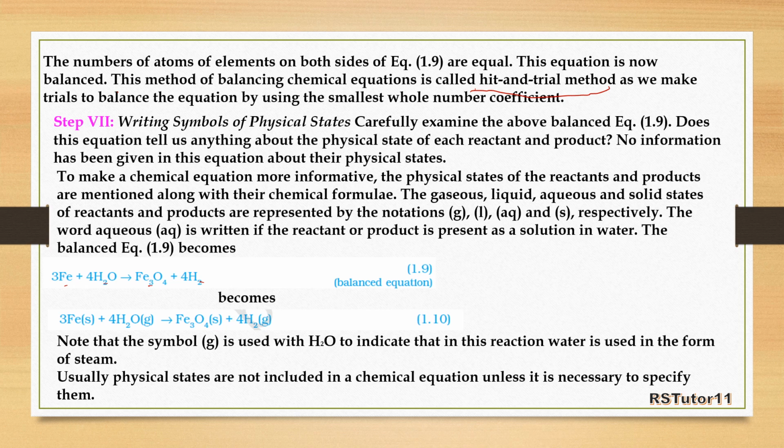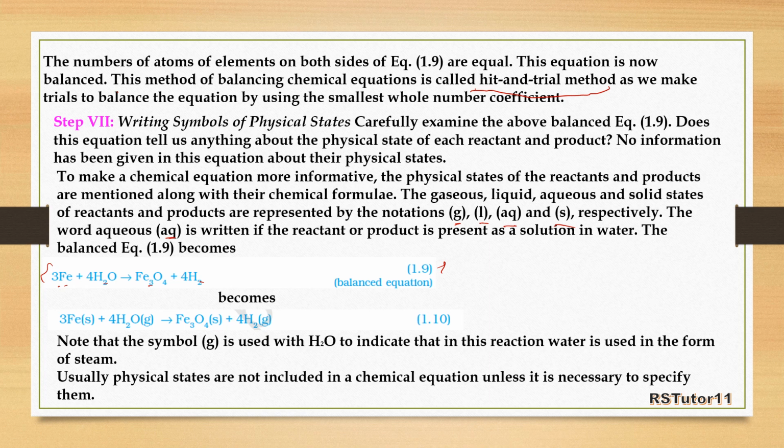So the gaseous, liquid, aqueous and solid states of reactants and products are represented by the notations G, L, AQ, S respectively. The word aqueous, AQ, is written if the reactant or the product is present as a solution. The balanced equation in 1.9, see, before there are no symbols like G, L, AQ, S. But now they have given symbols for physical state.